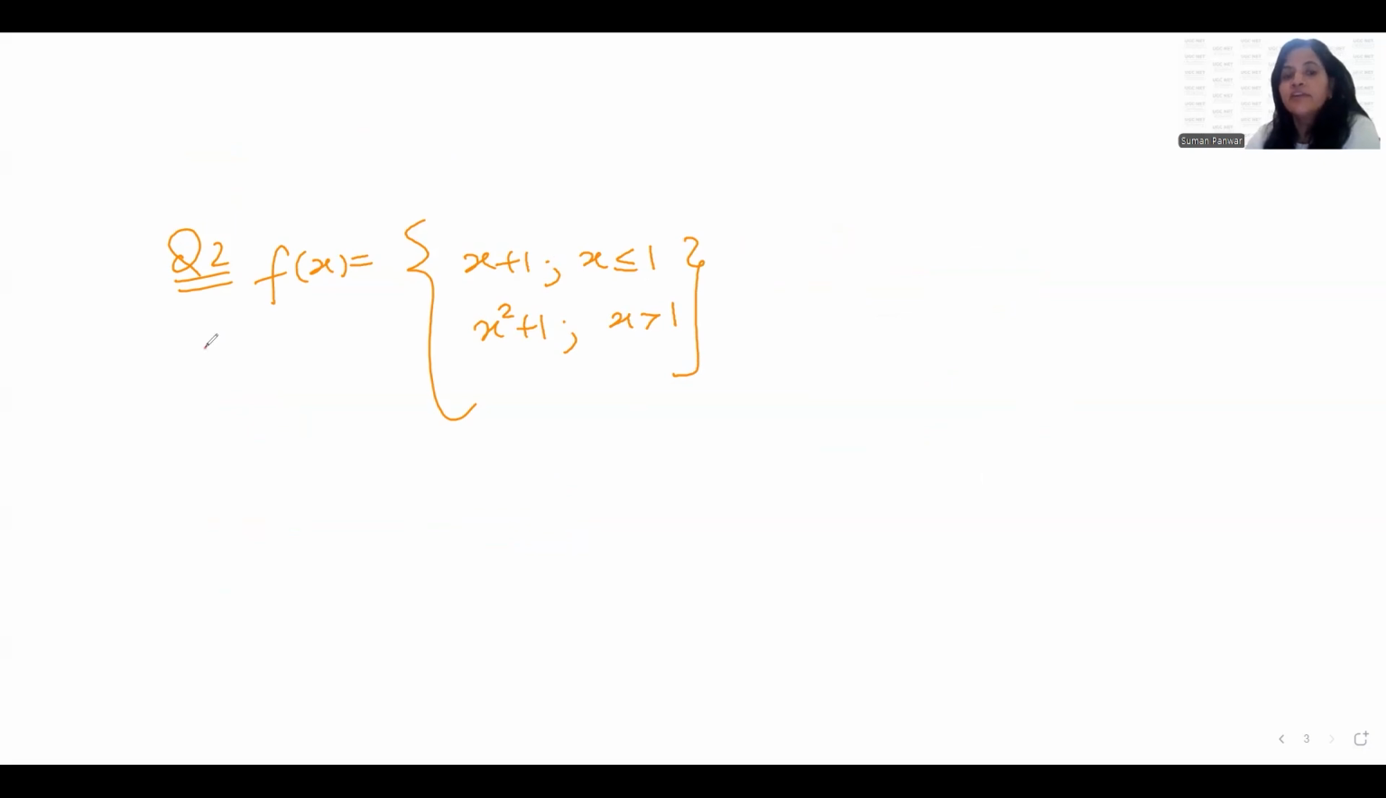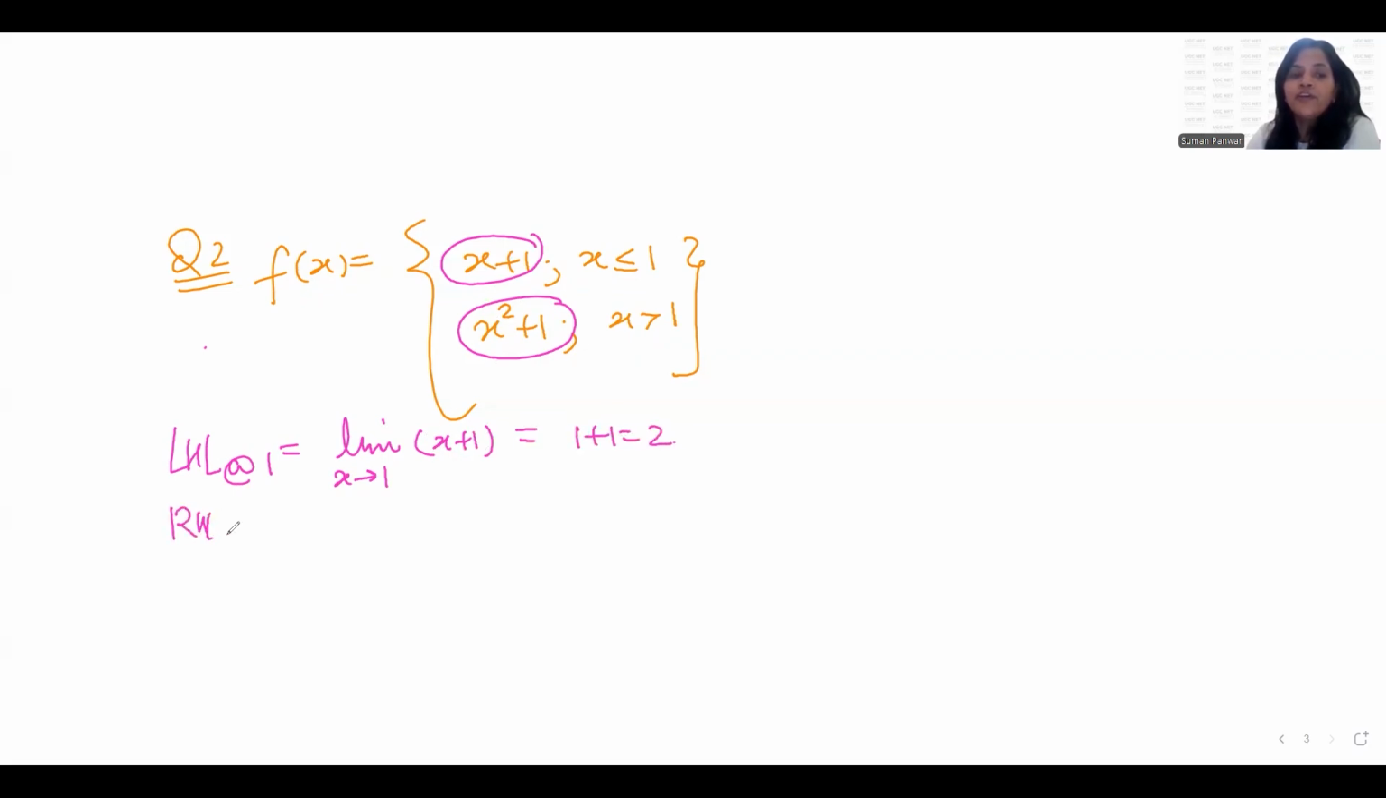Now, for example, we have another question where f(x) is equal to, suppose it is x plus 1, x less than or equal to 1, and it is x square plus 1, x greater than 1. Okay. Now, you can see that on the left hand side of 1, the function is something else, and on the right hand side of 1, the function is something else. So when we talk about the left hand limit at 1, it will be nothing but limit x tending to 1. Look at the left hand expression, which is x plus 1. And now put the value, 1 plus 1, which is 2.